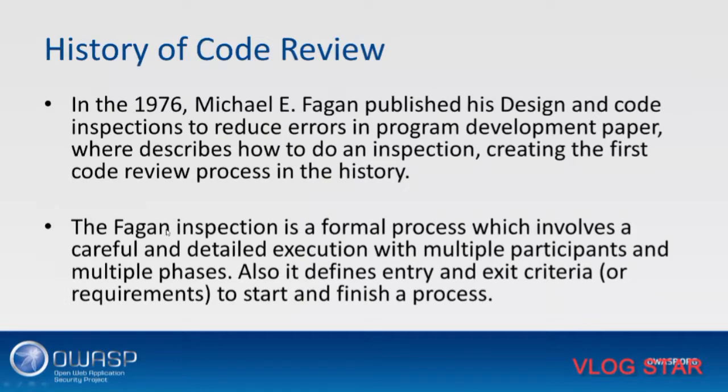In 1976, Michael E. Fagan created a code review process which helps to inspect code to reduce errors in the design phase. Michael Fagan was the first to create the code review process in history. Fagan's code review process involves multiple people and multiple phases, we can say participants. This process has entry and exit criteria to start and finish the process. So he is the first who created this code review concept.